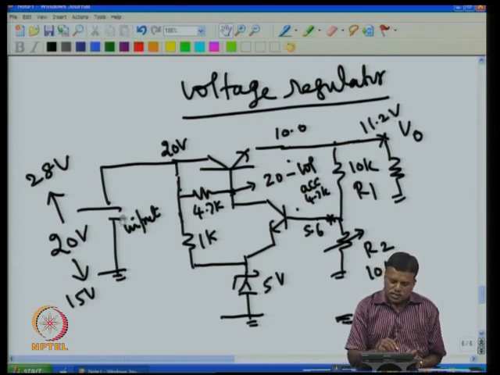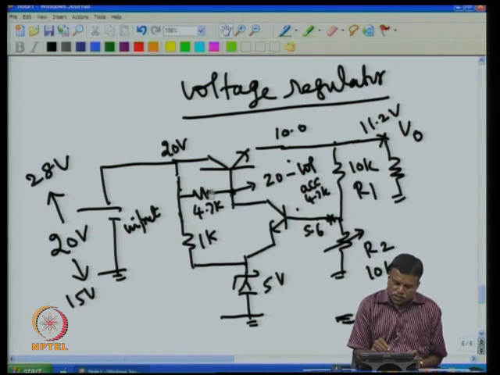In fact, if I increase the supply voltage, then this voltage will go high, and if I have to keep 11.2, then you need more current to flow through this, because if it is 28, then you need more voltage drop across. You see, if it is 30, if it is still 11.2, then you need nearly 20 volt across this. If input is 15, then if it has to be 11, then you need only 4 or 5 volt. So the current that I have to go through this, I have to change, then only this point will change.